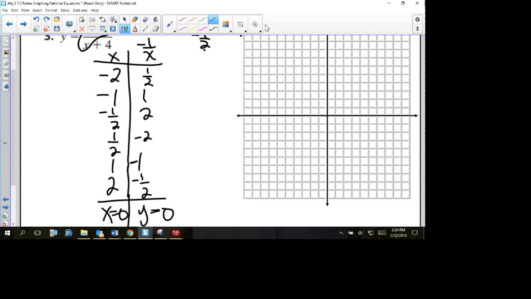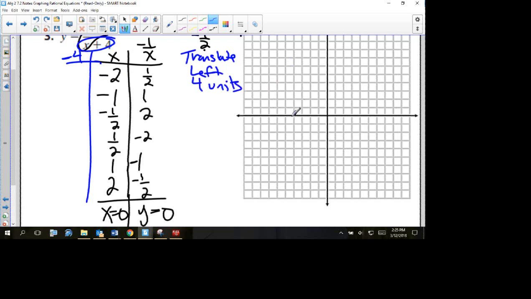translations. So our translation, it's in the denominator, it's with the x. What's our translation? Translate left 4. So we'll subtract 4. We're translating left 4. Remember, you always do opposite if it's horizontal. So we'll subtract 4 to all these x's. 6, 5, that's negative 4.5, negative 3.5, negative 3, negative 2.